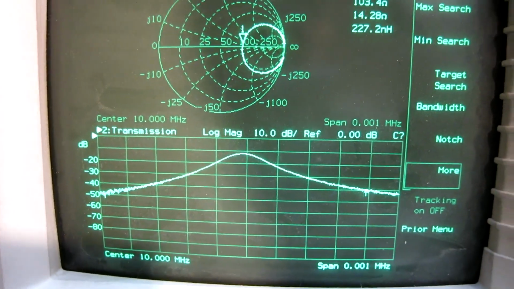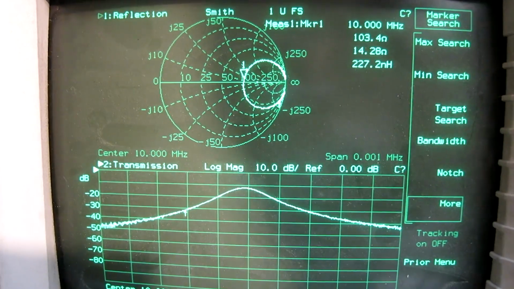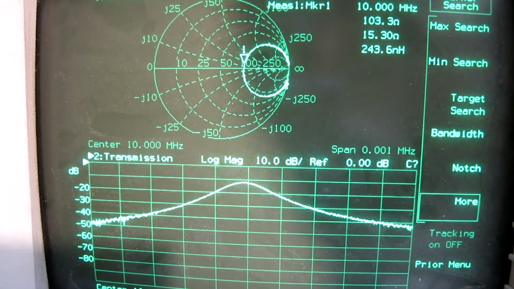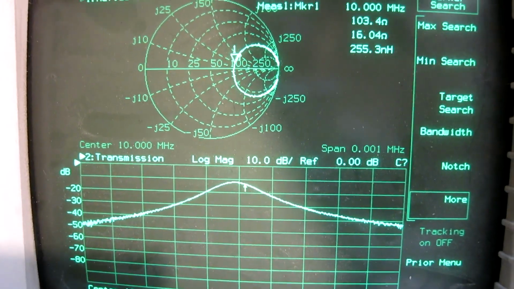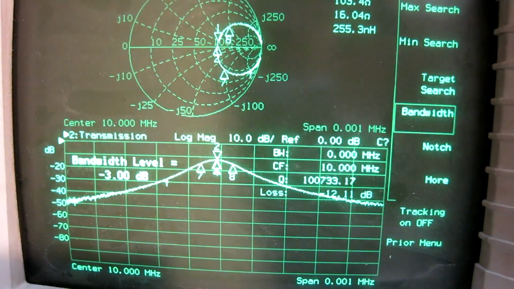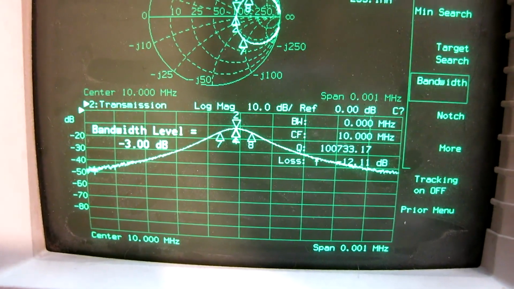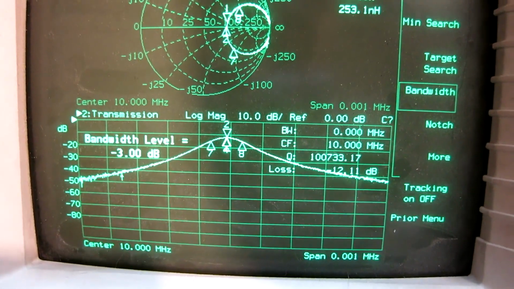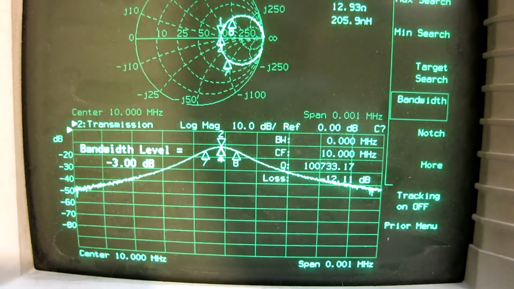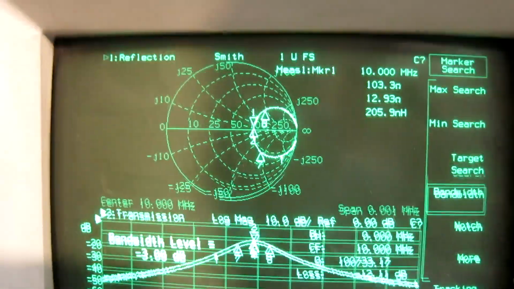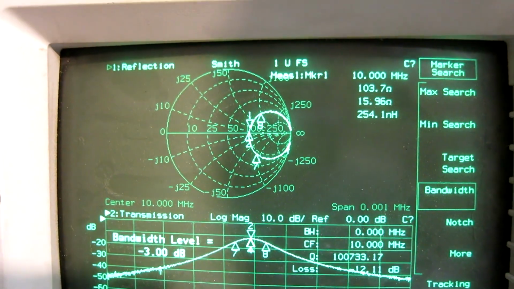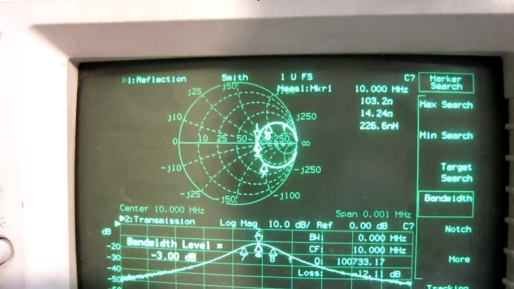I have increased the coupling capacitors now, between the crystals and also between input and output and the respective crystal. And now I see here Q is 100,000, so it's significantly higher than before. Loss is 12 dB, that is 3 dB worse than before, acceptable. And the input impedance is now 100 ohms, and I've tuned it for 100 ohms in both directions.